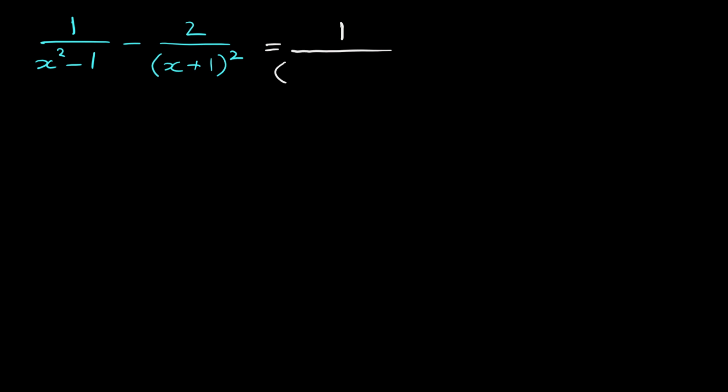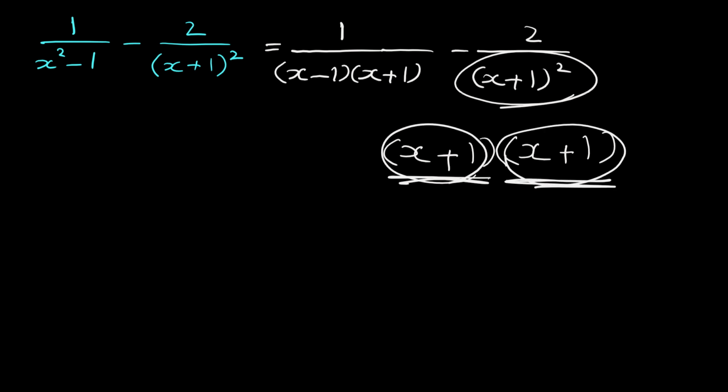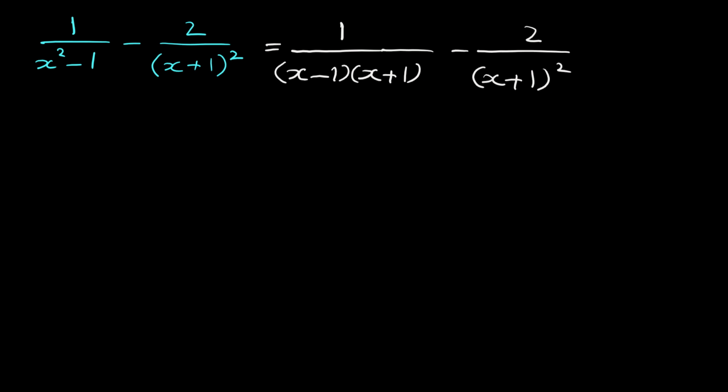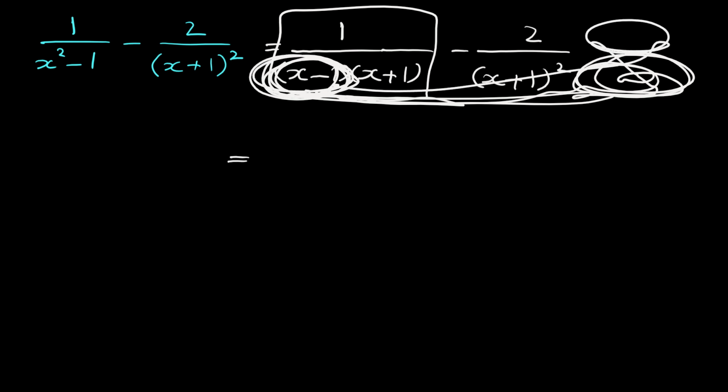So we write this in the form of 1 over x minus 1 times x plus 1, minus 2 over, this is already factored, x plus 1 to the 2. And attention, x plus 1 to the 2 is basically x plus 1 times x plus 1. So we have this factor here, but it is repeated. We have this factor twice in the denominator. Now, what is the common denominator? As you can see, in this denominator we have this factor, but we don't have this factor in the other denominator. So we have to multiply this denominator and numerator by x minus 1.